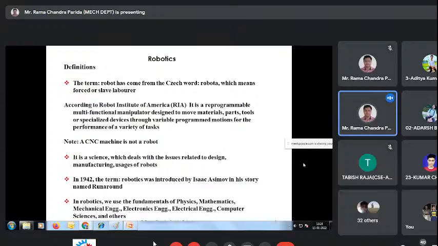Next, it deals with manufacturing. And this term was introduced by Isaac Asimov in 1942. In robotics, we use the fundamentals of physics, mathematics, mechanical engineering, electronics engineering, electrical engineering, and computers. So this is all about the definition of robot.